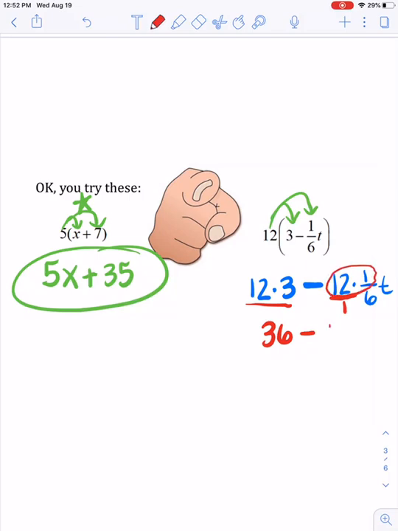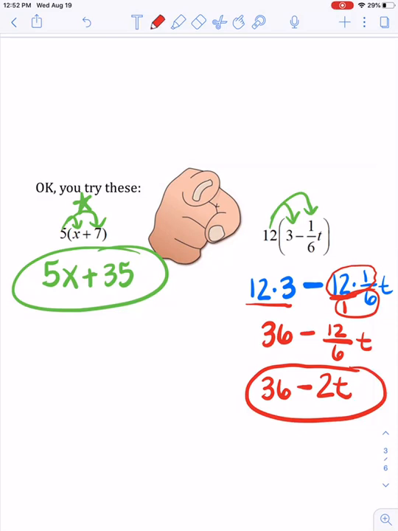Well, 12 times 1 is 12 over, well, 1 times 6 is 6, and then I still have the t there. So now I can just simplify. So I get 36 minus, well, 12 divided by 6 is just 2t. So again, don't let fractions scare you. They really aren't that bad.